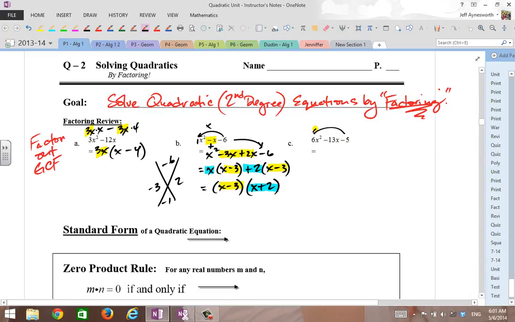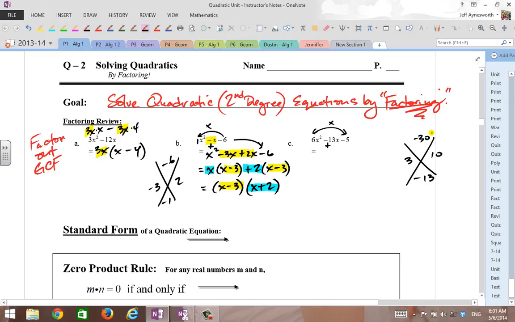I want to multiply the 6 times negative 5, so negative 30. So what two numbers multiply to negative 30 and add to negative 13? That should be pretty obvious. Negative 3 times 10, or negative 3 times 10 is 30. So I'll put 3 times 10 here. 3 times 10 is 30. I want negative.